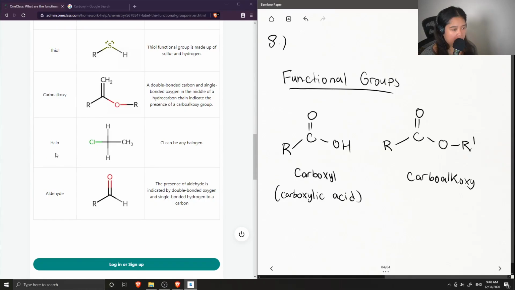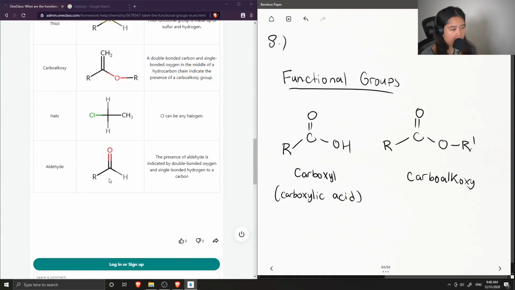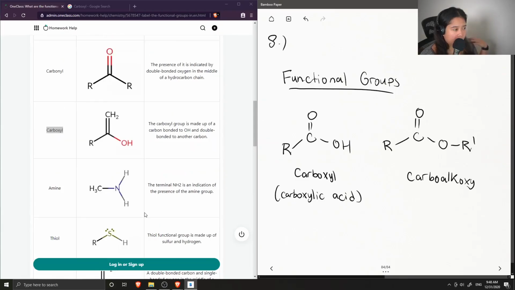For the halo, chlorine can be any halogen. And then finally, an aldehyde is double bonded oxygen and a single bonded hydrogen to a carbon.